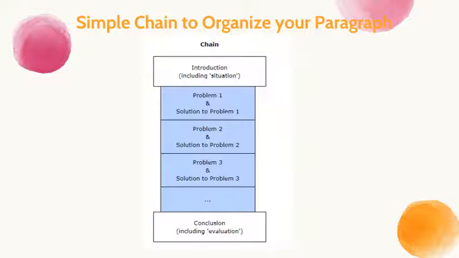Then you mention, for example, problem two with its solution. If you still have more problems, like problem three, you mention problem three, then its solution, and so on until you finish the problems with their solutions. After you finish, you have to write the concluding sentence.